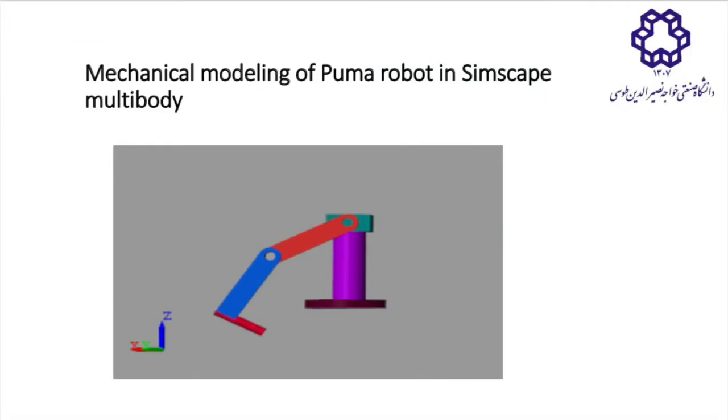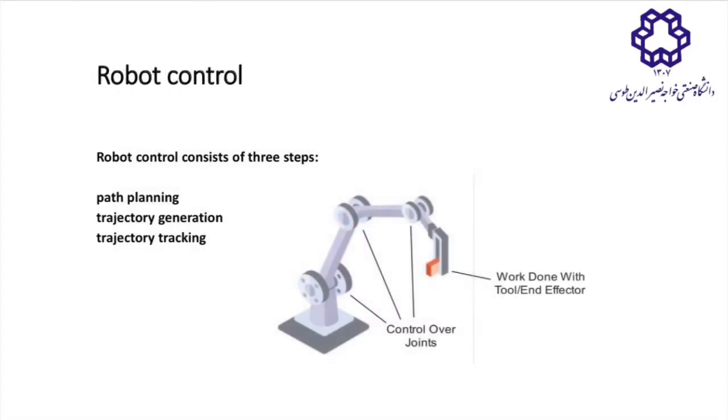In this project, I want to make a mechanical model of a Puma robot with 3 revolute joints and 1 prismatic joint in Simscape Multibody. Then I want to control the robot.